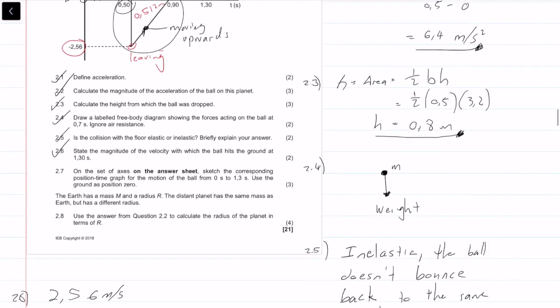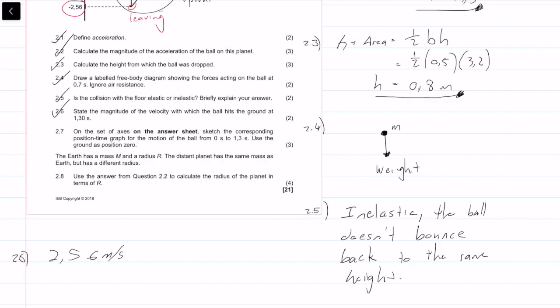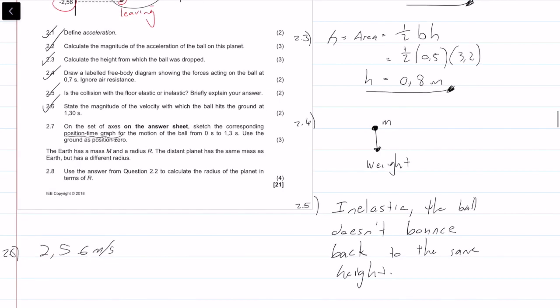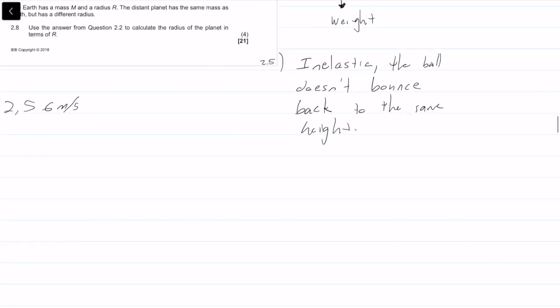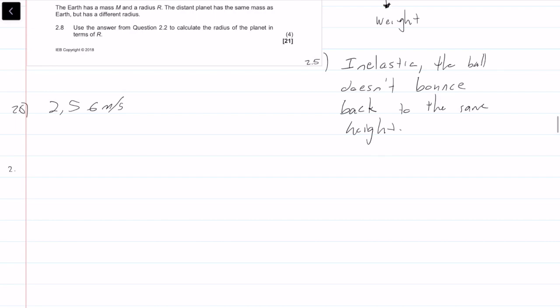Okay, then it says 2.7, on a set of axes, we want the position-time graph of the motion from 0. I basically did that here, but I will do it formally as well. So for 2.7, we have the following set of axes. It wants position, which would be in meters, and time, which would be in seconds.